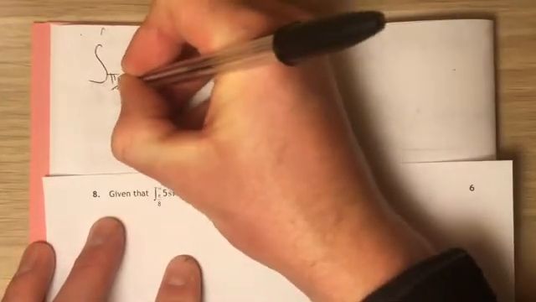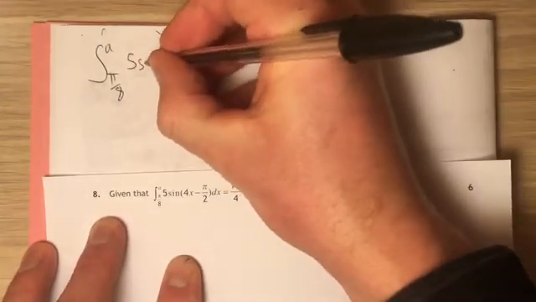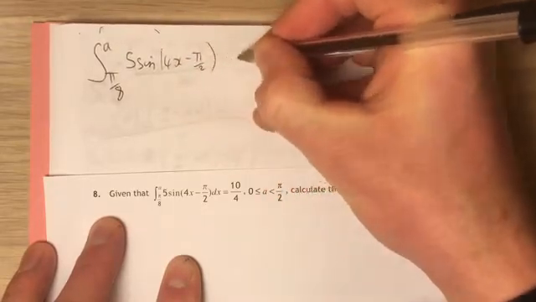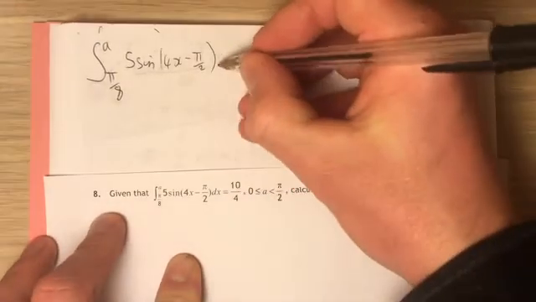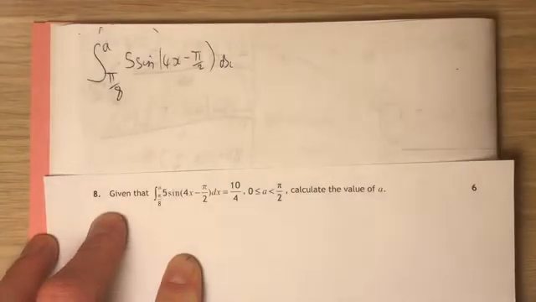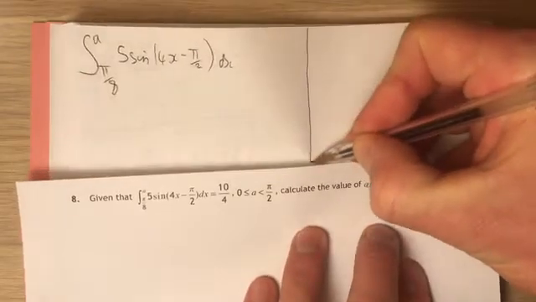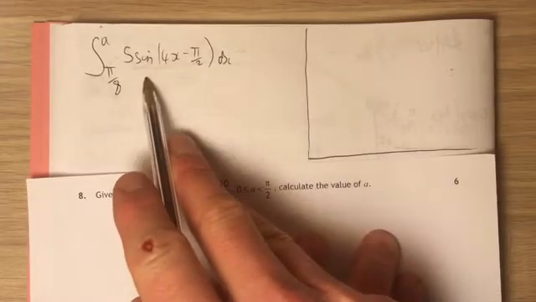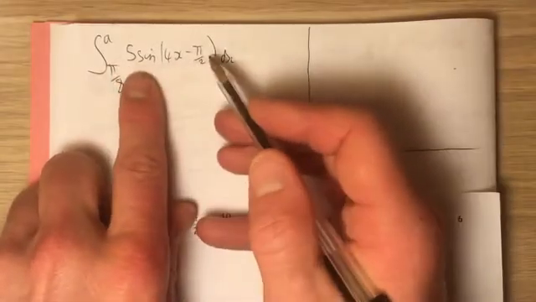So, okay, I'm going to integrate between pi over 8 and a, whatever a may turn out to be, 5 sine of 4x minus pi over 2. Okay, and they've told us the answer. This will come in useful later, but I'm just going to start from here, always write dx, and see where I get to. Now, to integrate something like this, really, I'm thinking, what would I differentiate for this to be the answer? Integration being backwards, the opposite of differentiation. What would I differentiate for this to be the answer?